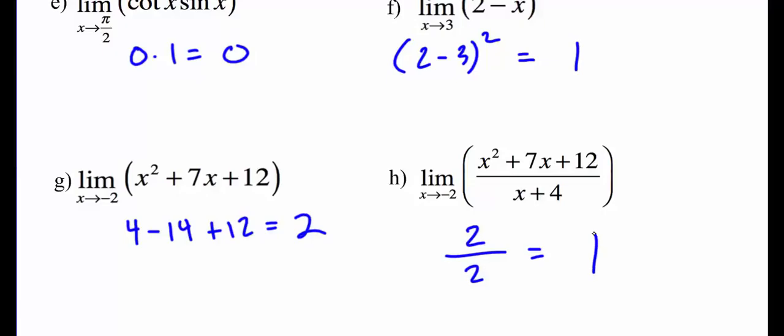Folks, that is all there is to it. This is your first day of limits. We'll get more in depth on what these look like and how they work in perhaps more complex situations, but I think you're going to get off to a great start.